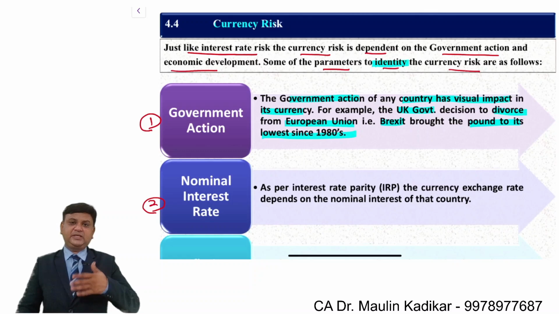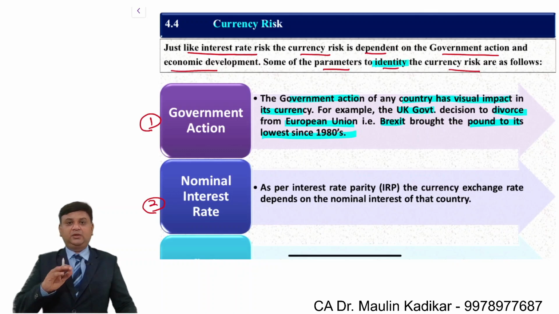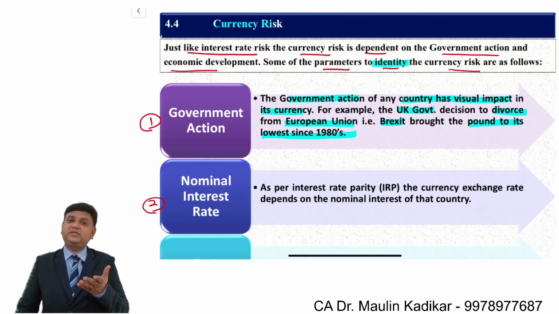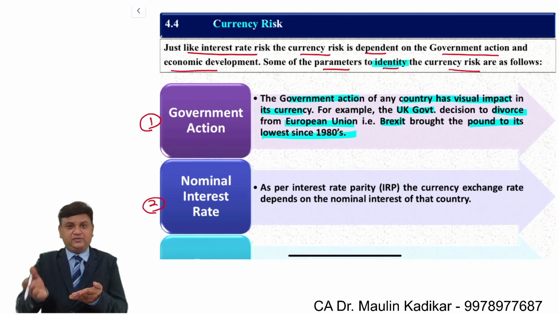We know that Brexit was an action which the UK government had taken, because of which the European Union countries that had a free trade contract would not have such a free trade contract afterwards. That is the reason the pound currency depreciated a lot.